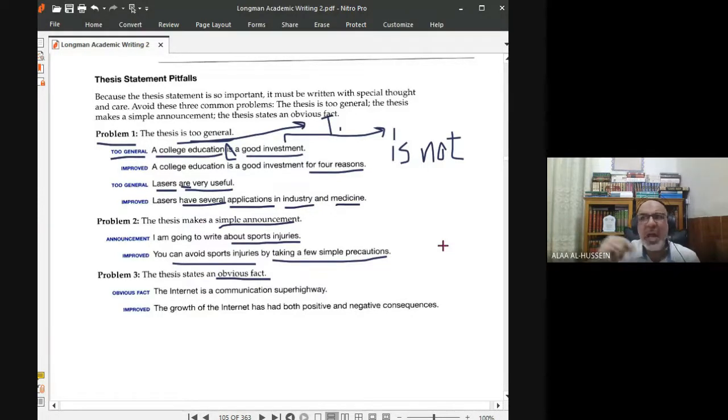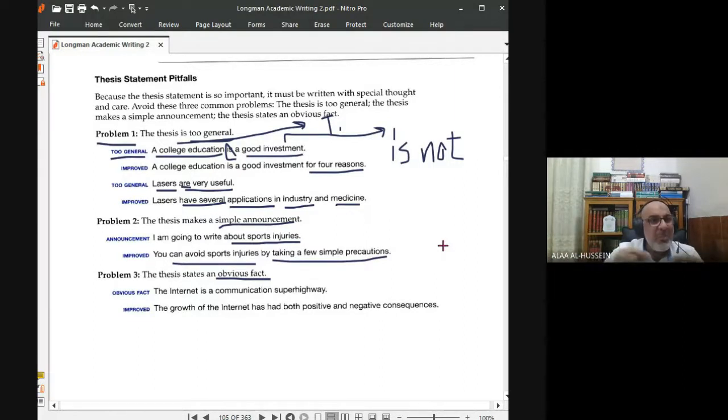This will not capture the attention of the reader. It doesn't capture my attention. It doesn't capture your attention. So what? You would ask. For example, the internet is a communication superhighway. The internet is useful. If I say to you the internet is useful, you say to me yes, I know. We all know that the internet is useful. Okay? So this is what? This is a general fact. Obvious fact.